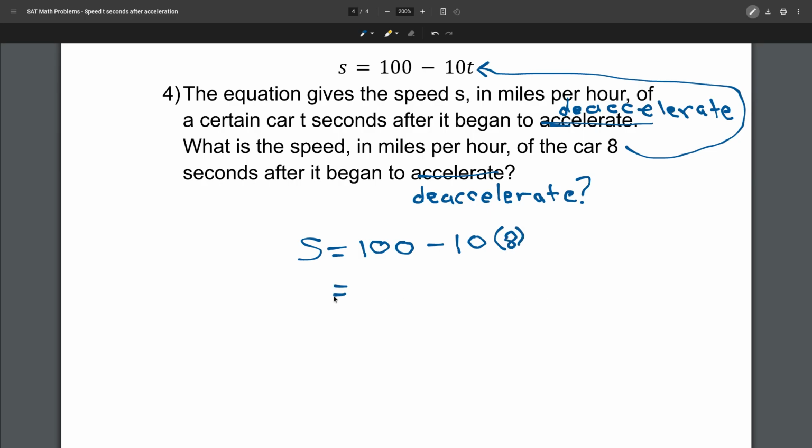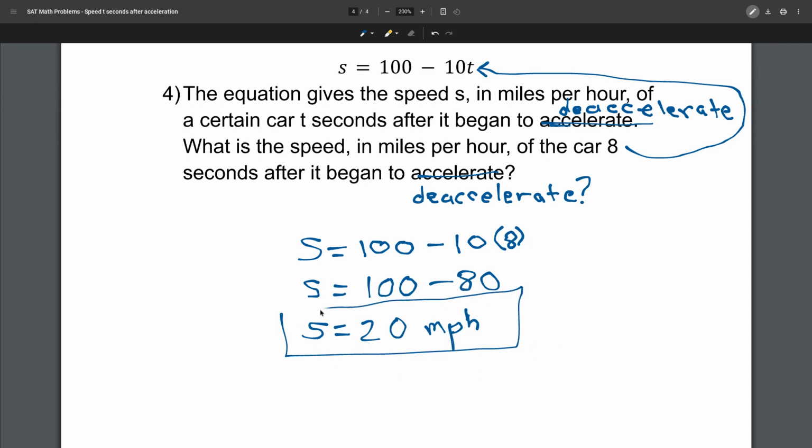All right, so we started off a bit hot there at 100. Hopefully we're on a racetrack. So 100 minus 80 is going to be 20 miles per hour. Perhaps we're pulling into the racetrack's pit area. Anyway, so that's the answer for that one.